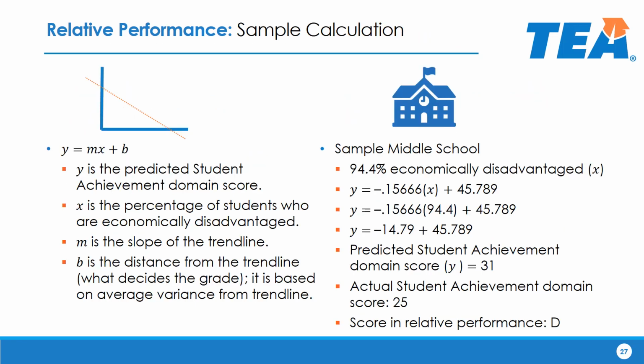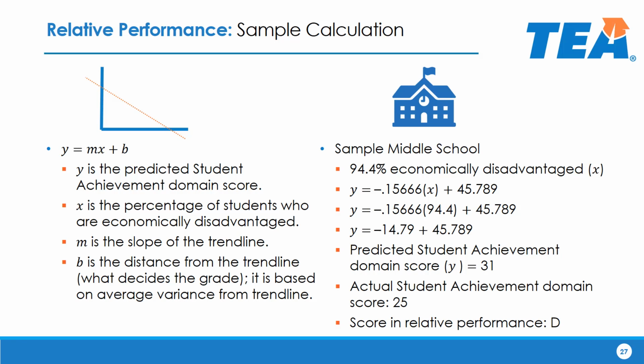So here's a sample calculation. The cut points will be based on the slope-intercept form that we're all familiar with from either 8th grade math or Algebra 1, y equals mx plus b. Y is the predicted student achievement domain score. X is the percentage of students who are economically disadvantaged. M is the slope of the trend line, or average line, or line of best fit. B is the distance from the trend line, and it is based on average variance from the trend line.